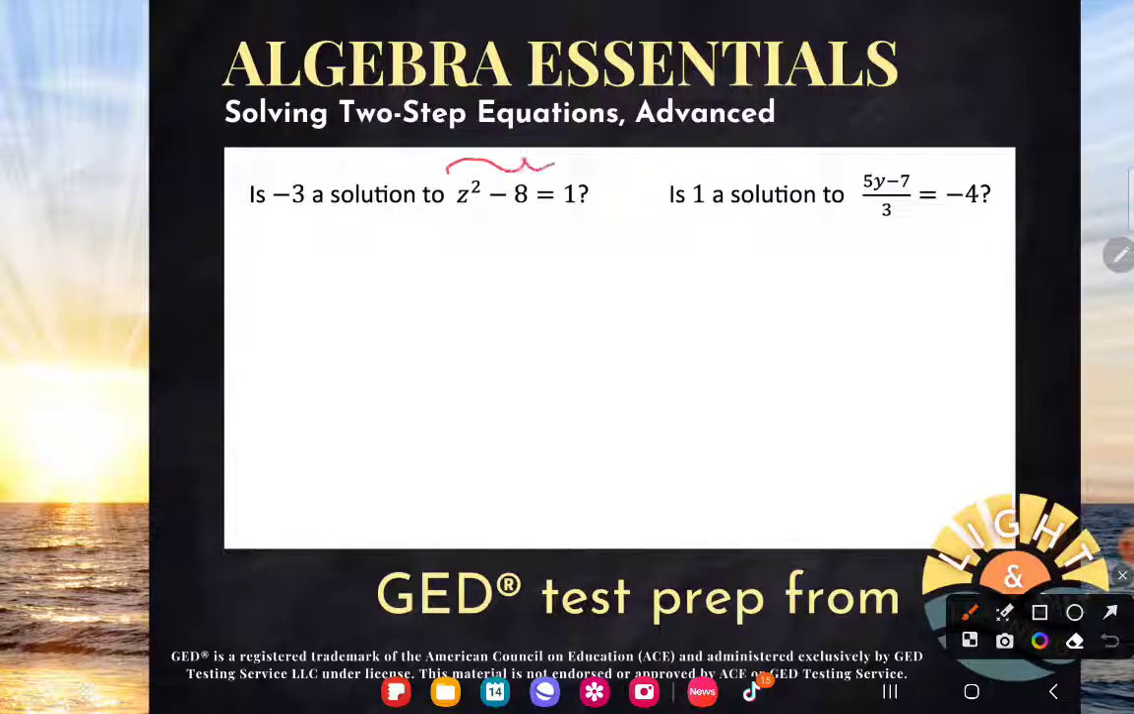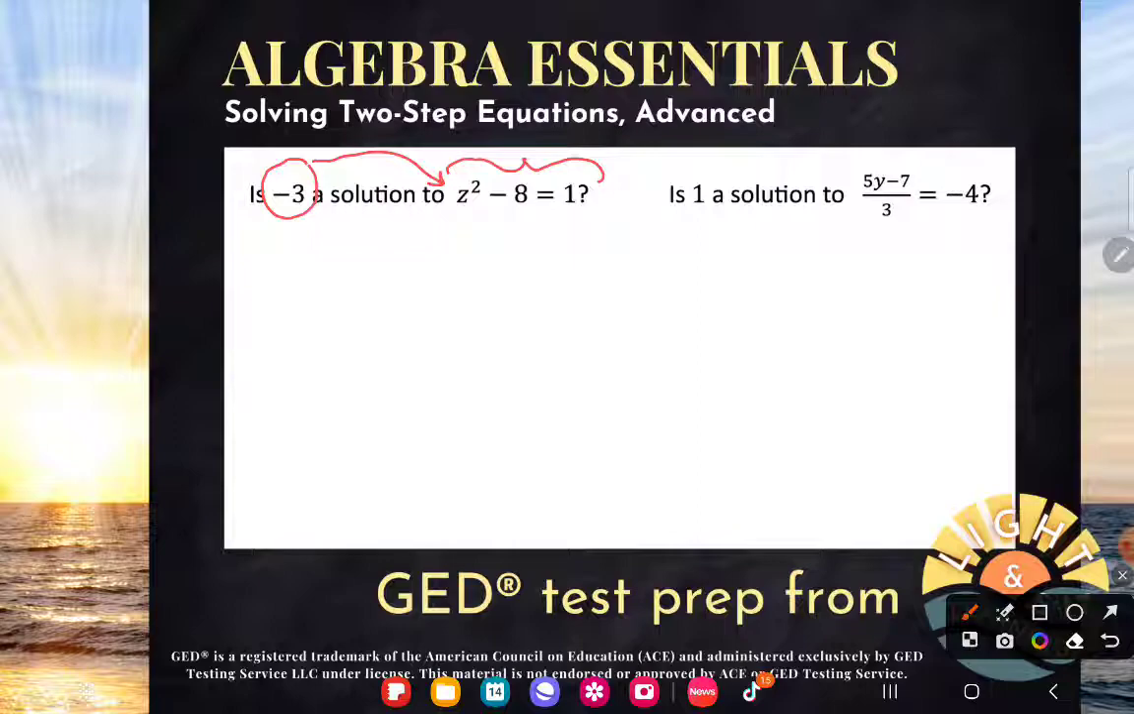I grab my red pen. Don't put this in your notes because this isn't going to work. They look at this equation, which I like. There's the equation z squared minus 8 equals 1. And they go, hey, if -3 is a solution, I ought to be able to plug it in for z. I like that too. That's true.